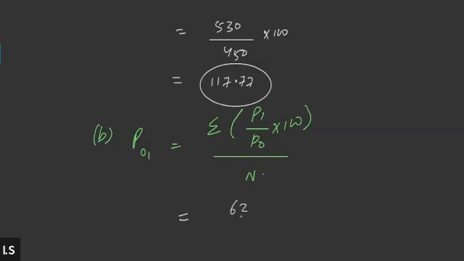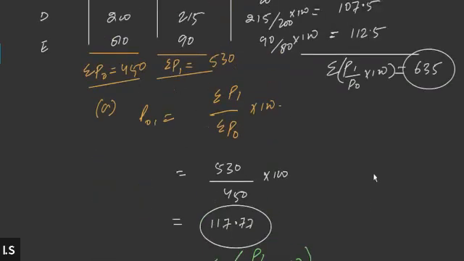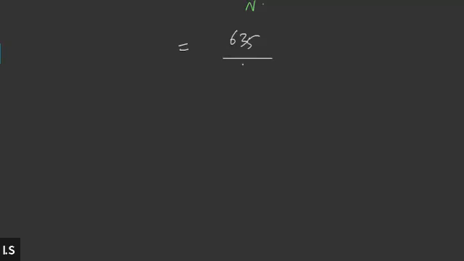So that means 635 divided by the number of items. How many items are there? There were, I think, 5 items, no? Yeah, 5 items were there. So we will divide it by 5. So we will get 635 divided by 5, it will be 127.